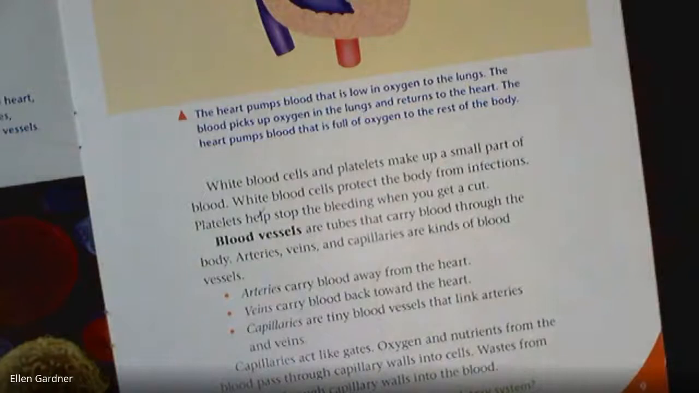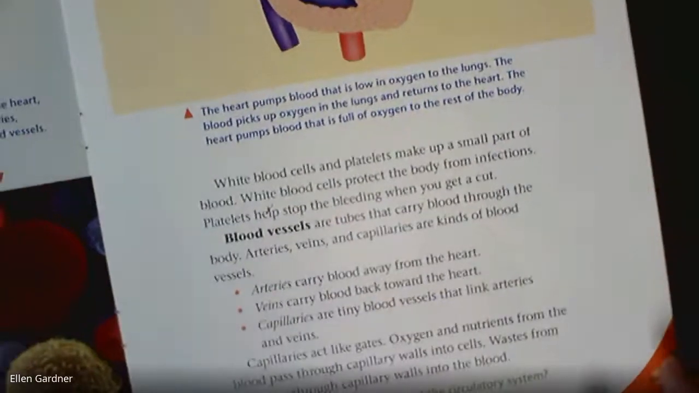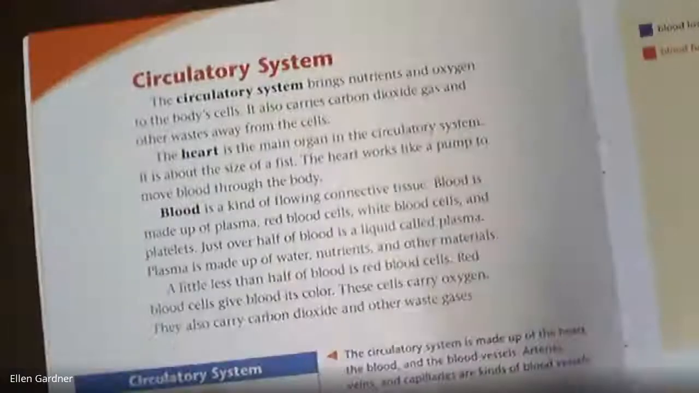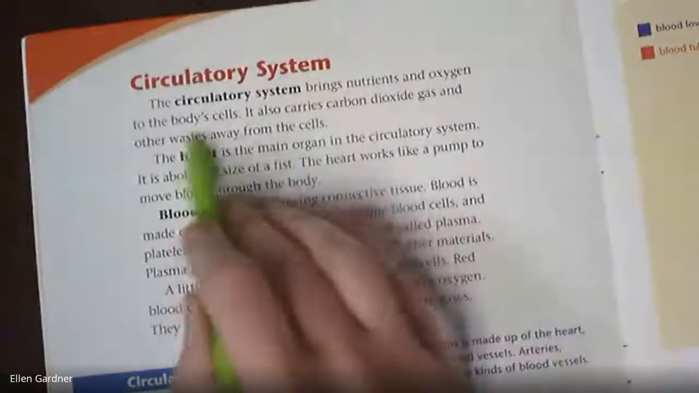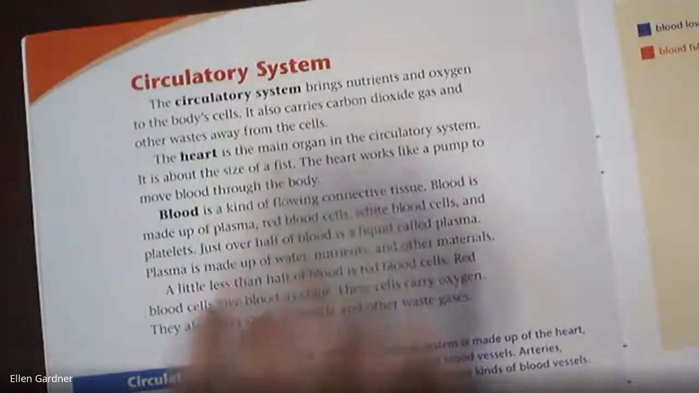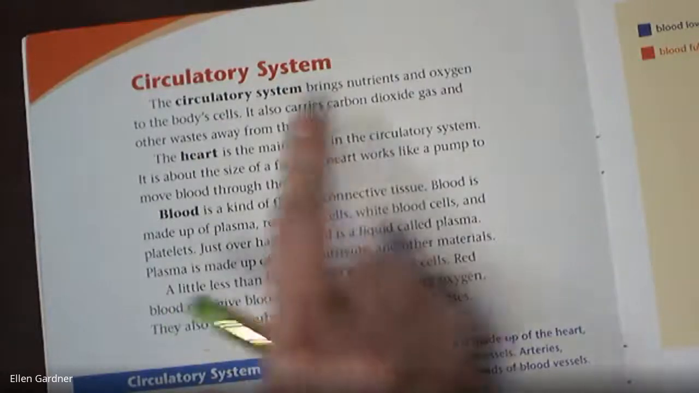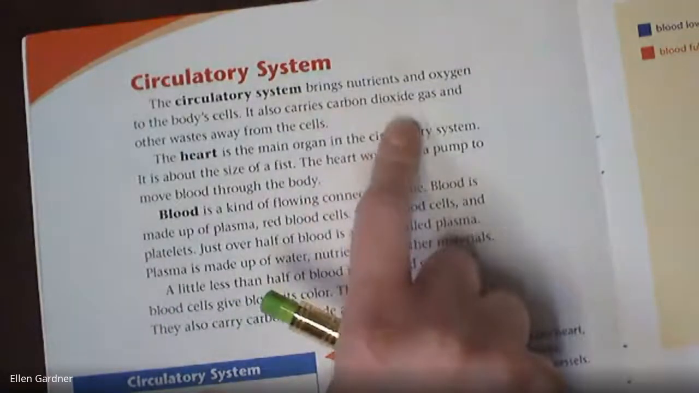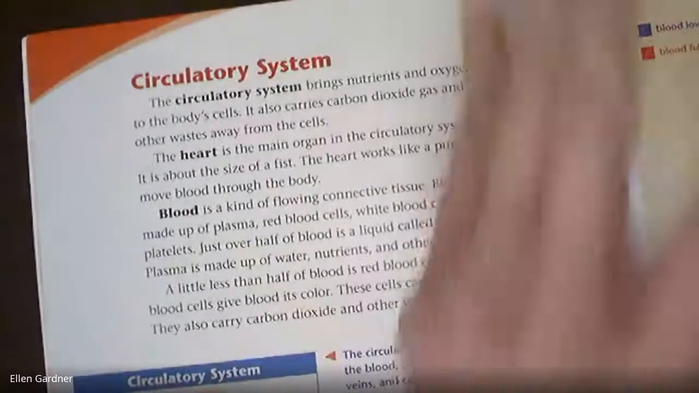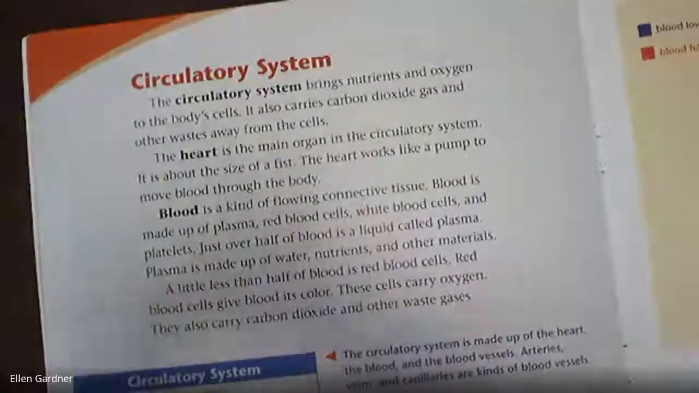What are the two main jobs of the circulatory system, the question says? What would you say? Brings nutrients and oxygen to the body's cells, and carries waste like carbon dioxide gas away from the cells. So it brings good things in and bad things out.